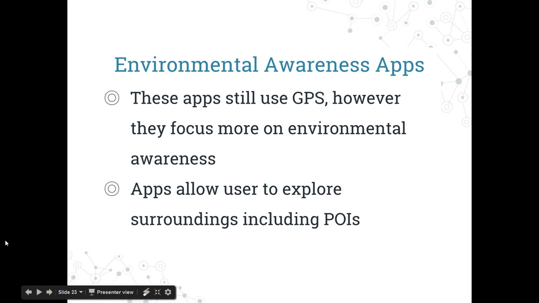Okay, so the next category that we'll be talking about is environmental awareness apps. These apps still use GPS. However, they focus more on environmental awareness, so being able to get information about your surrounding environment, such as points of interest or landmarks. Most of the apps do not have any option to use navigation to a place. It's more about familiarizing yourself with an area.